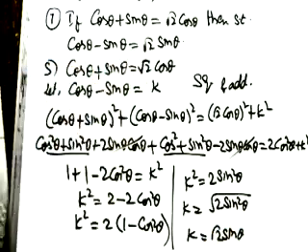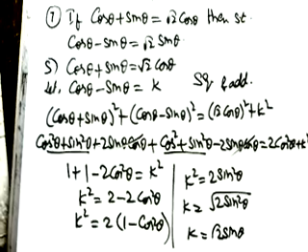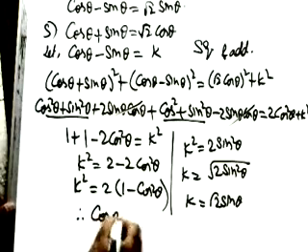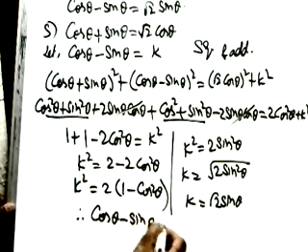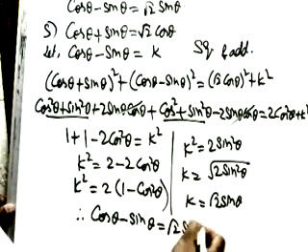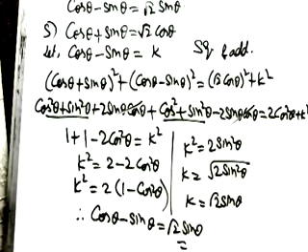So we got the value. Now we have to show this one. Therefore cos theta minus sine theta equals k. So the value of k is root 2 sine theta.